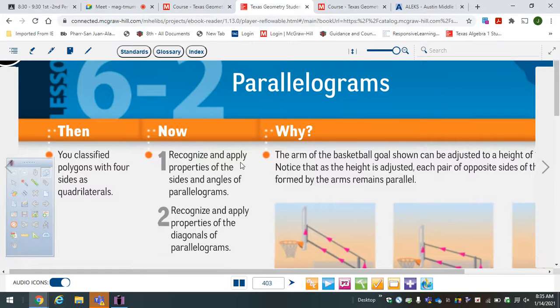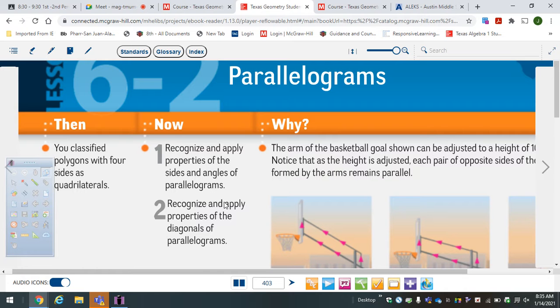Parallelograms. Okay, we're going to recognize and apply properties of sides and angles of parallelograms. We're going to recognize and apply properties of the diagonals of parallelograms.